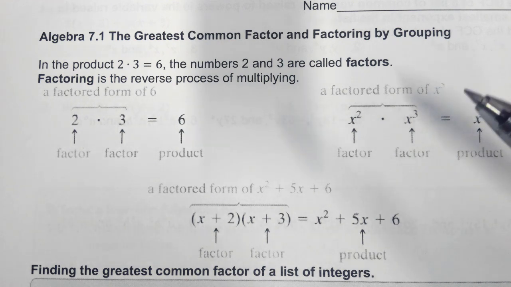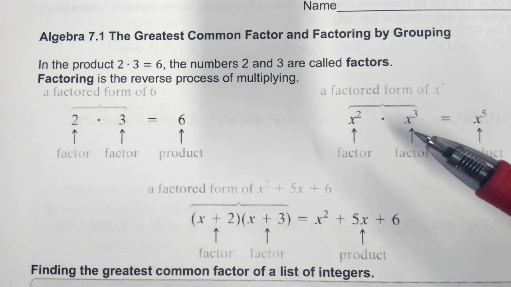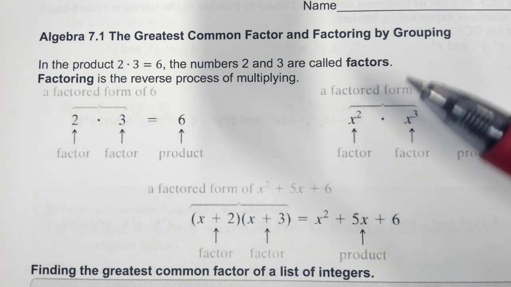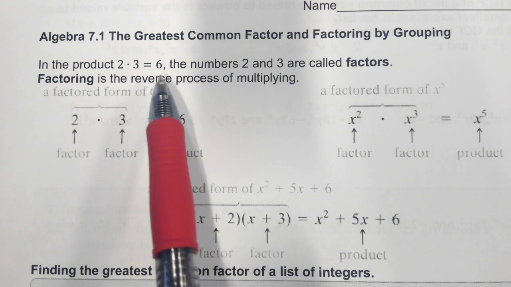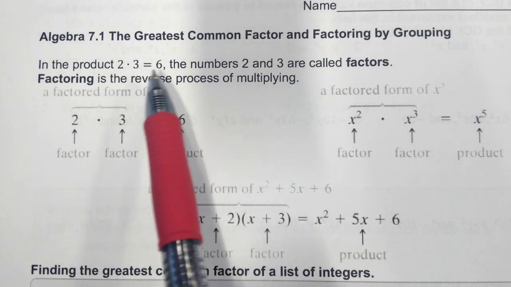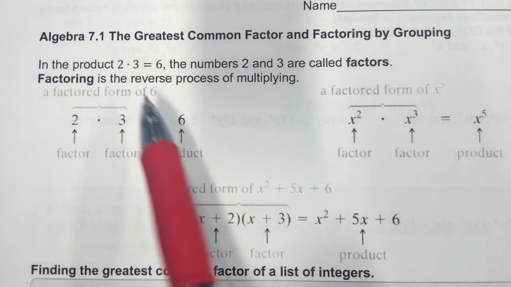So factoring is just the reverse process of multiplying. It's like saying these two things multiply to make whatever you started with. So in the product 2 times 3 equals 6, 2 and 3 are the factors. They're the two things that were multiplied to make the product.